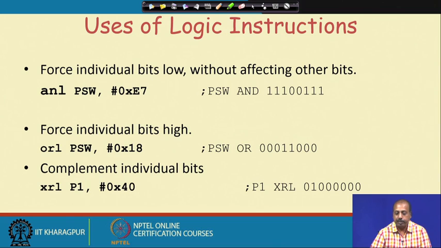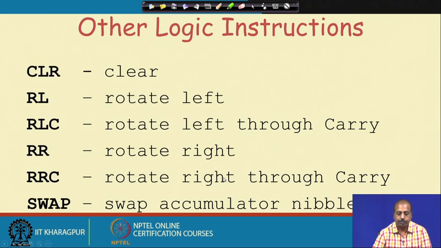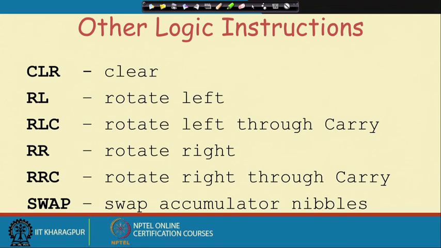Similarly, you can complement bits with the XRL instruction. This will complement only bit number 6 of port P1. Other logical instructions we have are clear, rotate left, and rotate left through carry, where the carry will also get affected. The RL instruction will not affect the carry, but the RLC instruction will. RR will rotate right, RRC will rotate right through carry, and swap will swap the accumulator nibbles.